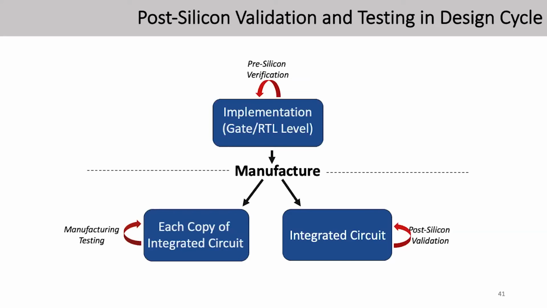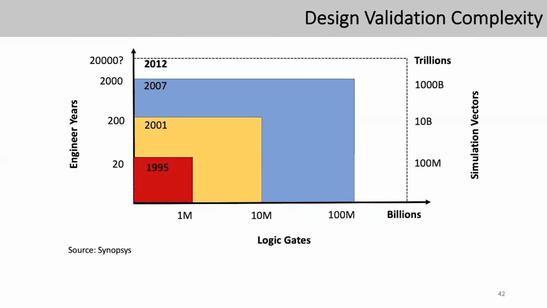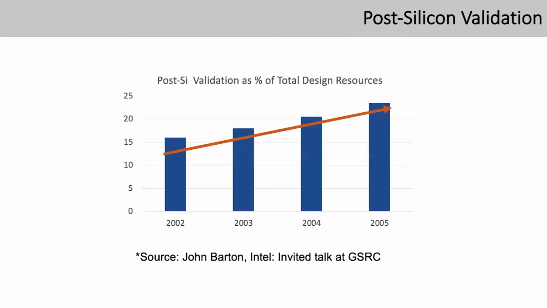Manufacturing testing is used to ensure that the chips do not have electrical defects, right? And therefore, it's done on each copy of the IC. Post-silicon validation, on the other hand, is used to verify whether there are any functional violations that have escaped the pre-silicon verification phase and have manifested themselves in the manufactured chip, okay? So the post-silicon validation is done on only one copy, because the functional bugs that have escaped the pre-silicon verification will be present in all the copies of the same chip. The design validation complexity has been growing exponentially over the years. We all know this. And post-silicon validation as a percentage of total design resources has also been growing exponentially.